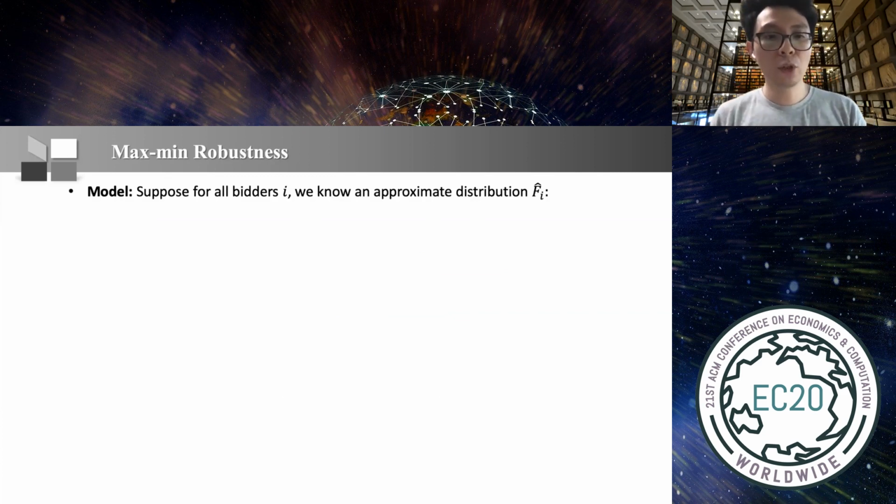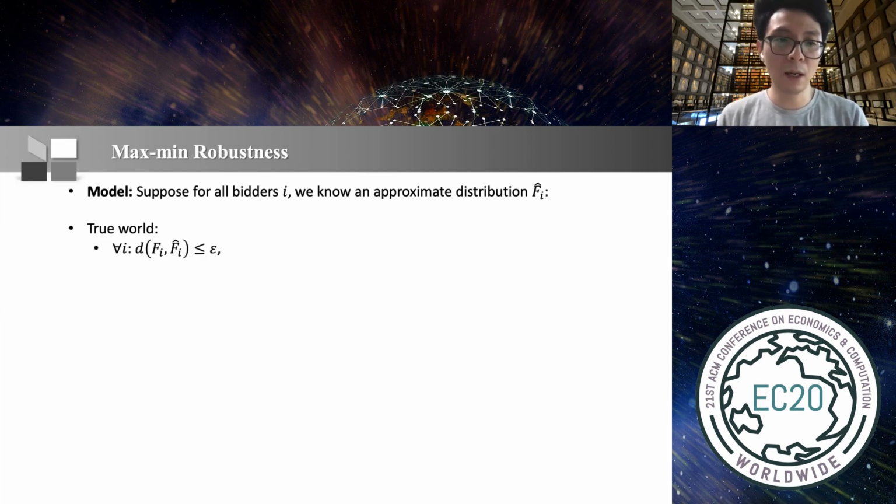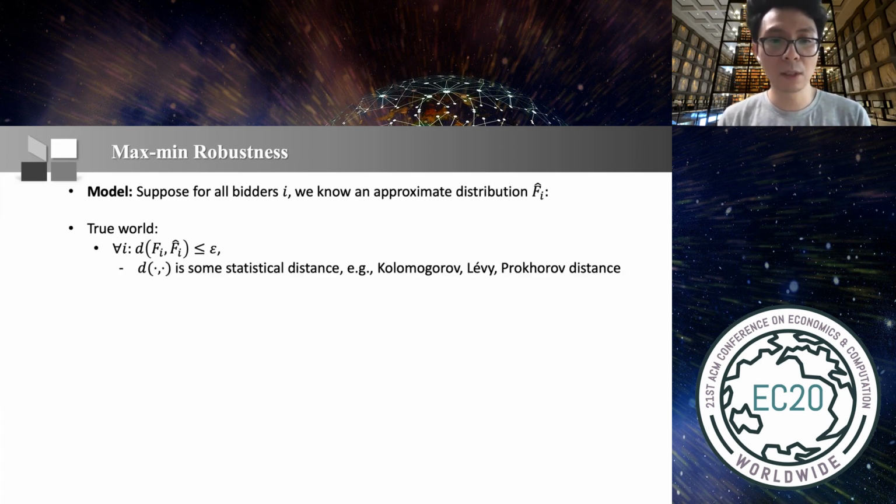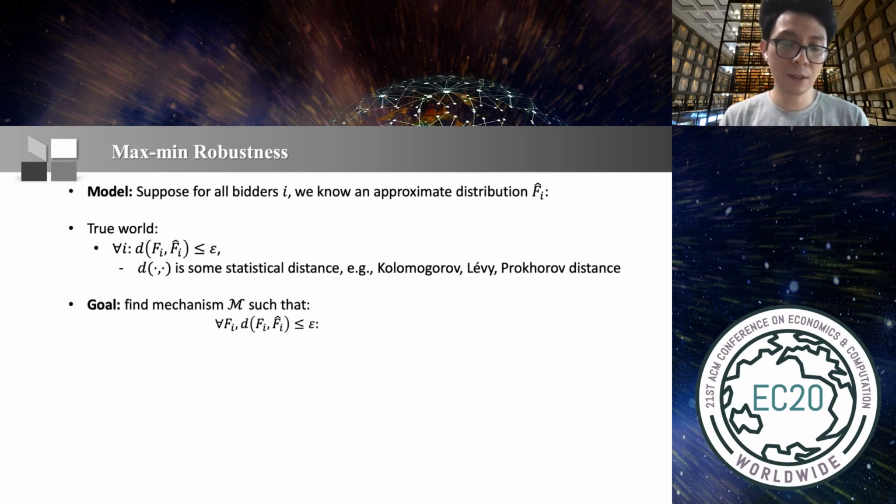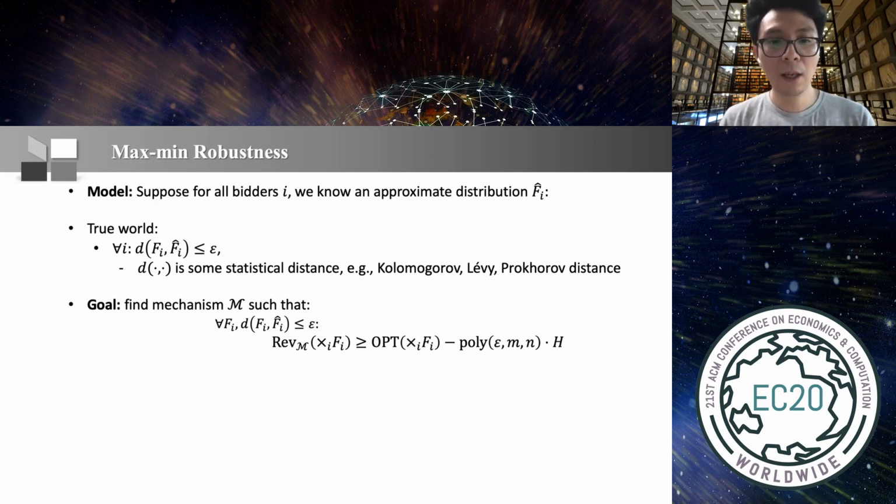So in our model, we assume that for every bidder, we're given an approximate distribution, F_i hat. The true world, where everyone's distribution is F_i, is unknown to us, but we know that the true distribution and the one given to us are within epsilon in some statistical distance. And the goal here is you want to find a mechanism M such that for any possible true world, the mechanism M that you designed using only information about F hat has revenue that's almost as good as the optimal mechanism designed for the true distribution. Okay, so that's our goal.